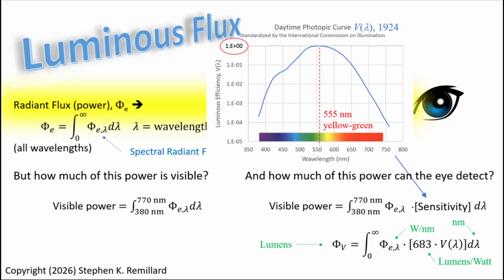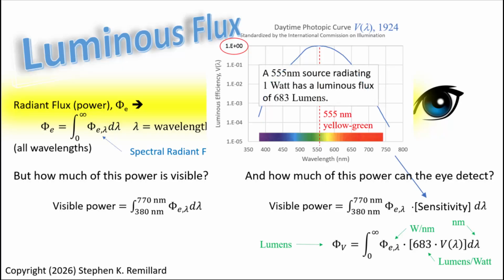So here's my long-ignored hang-up. Where does this 683 come from? In the simple case of a monochromatic green light source radiating 1 watt of power, the luminous flux is 683 lumens. Knowing about that 683 is the difference between this equation being a black box and being something that I can actually understand. There's got to be more to the story, and I went looking.